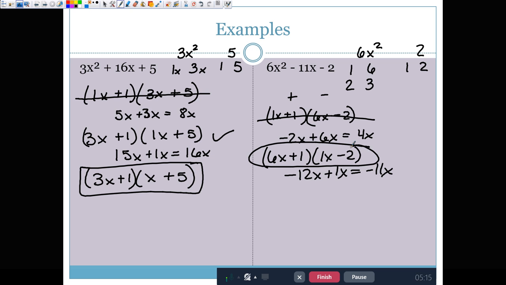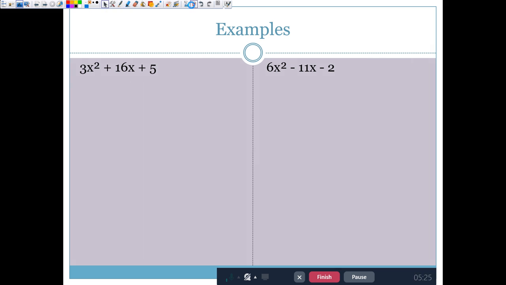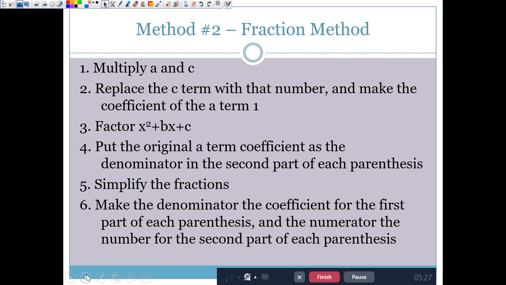Alright, so the next method that we're going to be using is called the fraction method. Okay. Can I erase this? Okay. The fraction method is the method that I highly suggest you using the most, okay? Because it is the method that they're probably going to have on the EOC, and as well as it uses our x squared plus bx factoring that we learned on Friday, which I feel like you're pretty strong on.